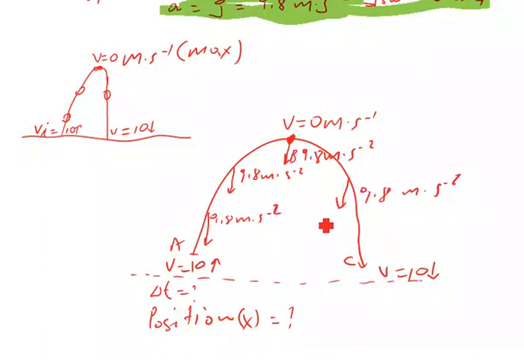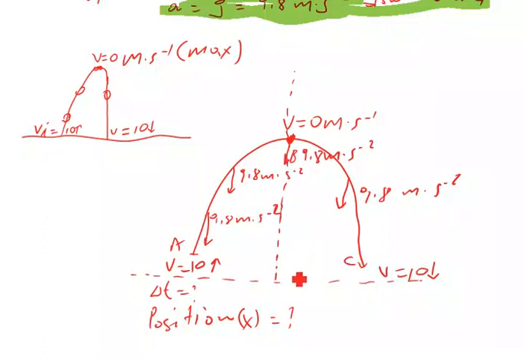Now before we calculate this, we need to know that the time taken from A to B is the same as the time taken from B to C. So it is symmetrical, from the thrower's hand to the thrower's hand. The time from AB is the same as the time from BC. The distance from AB is the same as the distance from BC. I think that is clear.